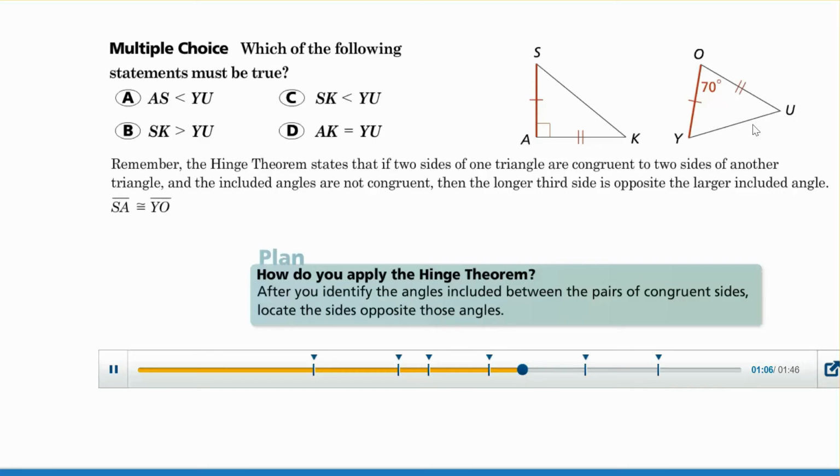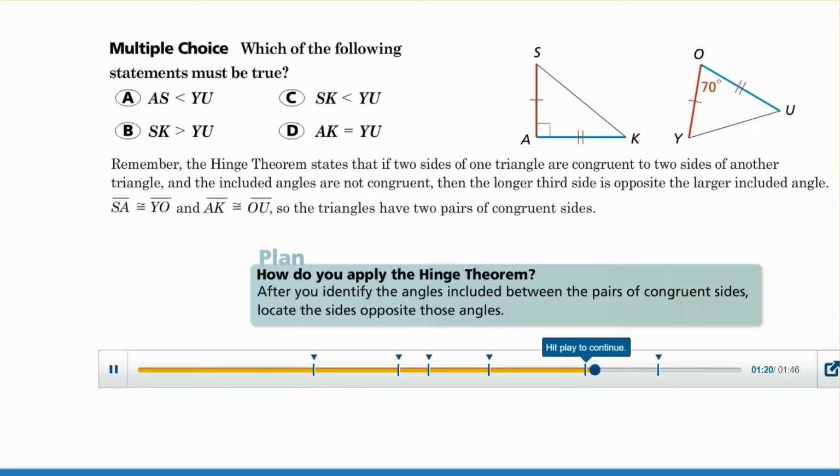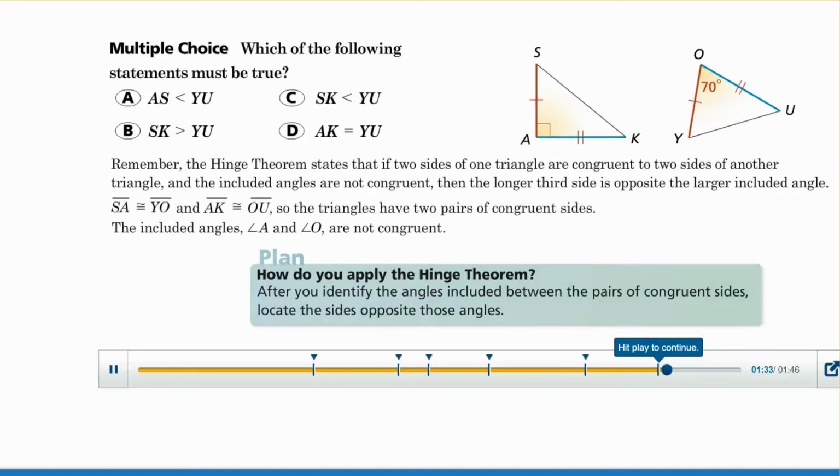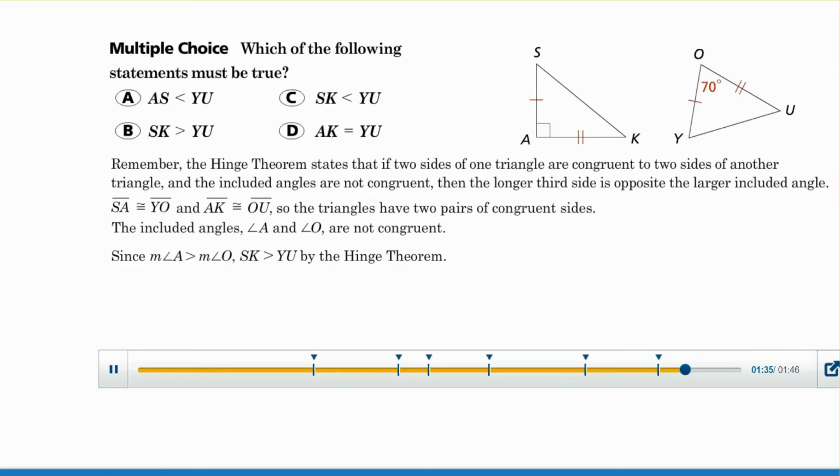Segment SA is congruent to segment YO. And segment AK is congruent to segment OU. So, the triangles have two pairs of congruent sides. The measure of angle A is 90 degrees, while the measure of angle O is 70 degrees. So the included angles, angle A and angle O, are not congruent. Since the measure of angle A is greater than the measure of angle O, segment SK is greater than segment YU by the hinge theorem. The correct answer is B.